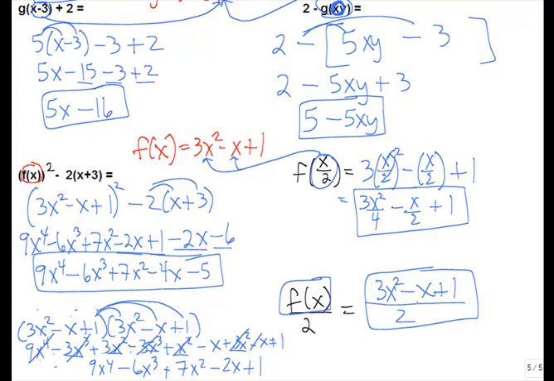So in this example, we were dividing the entire function by 2. In the one previous to this, we were dividing the input by 2. So we get slightly different looking answers. Close, but different.